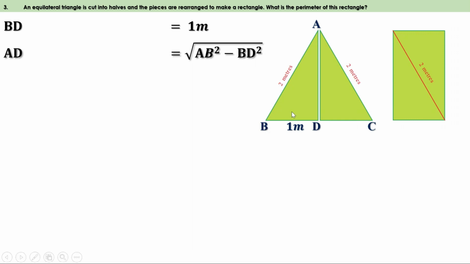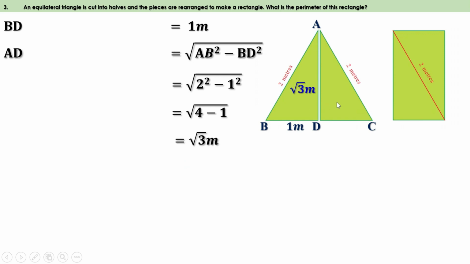AB is 2 and BD is 1. So this can be written as root of 2 square minus 1 square. 2 square is 4 and 1 square is 1. So this can be written as root of 4 minus 1. 4 minus 1 is 3. Therefore AD equals root 3, or root 3 meters.